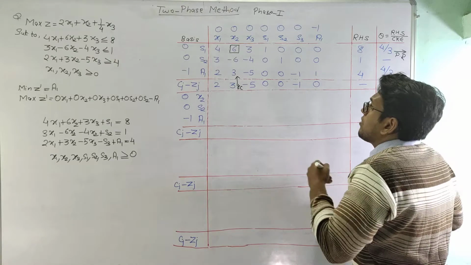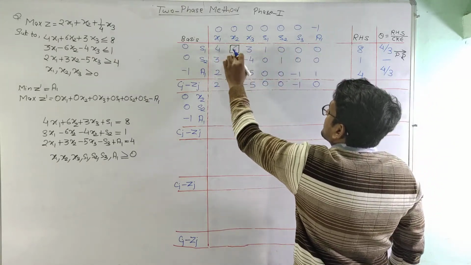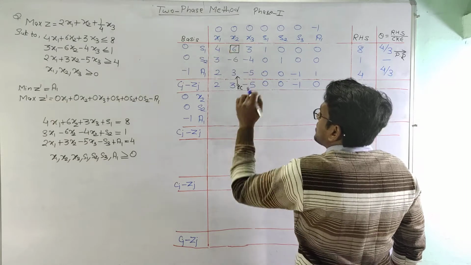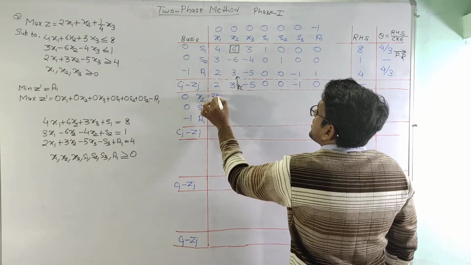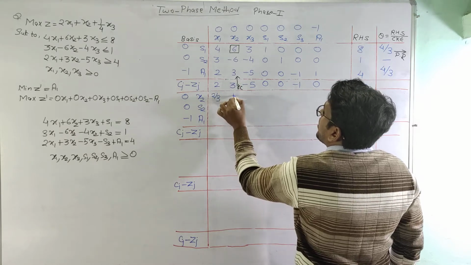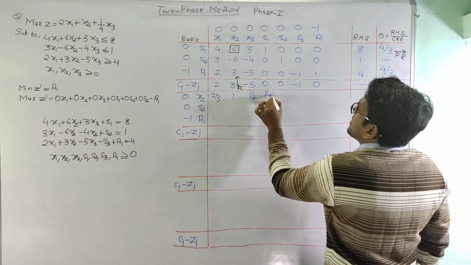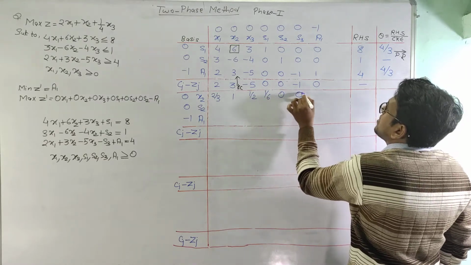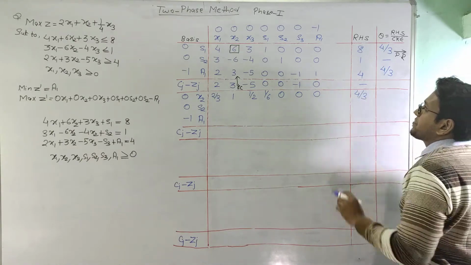So we'll divide row 1 by 6 to make this 1. So I will divide row 1 by 6. This will become 2 by 3, this will become 1, this will become 1 by 2, this is 1 by 6, this is 0, 0, 0, and this will become 4 by 3.